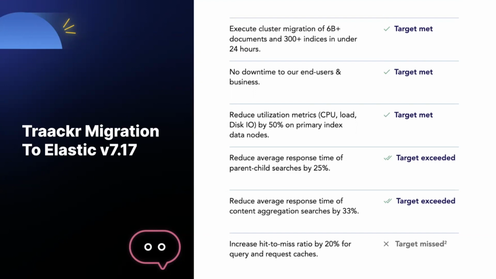One goal that we didn't hit, unfortunately, was we were hoping to see a better hit to miss ratio in our query and request caches. We saw that there were some improvements in version 7 with regards to scripts being cached better, but that didn't seem to translate in the metrics we were recording. We haven't yet quite diagnosed what's going on there.